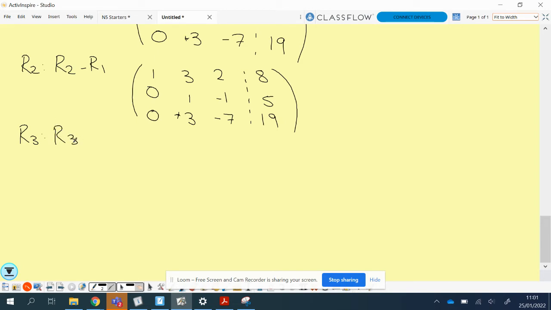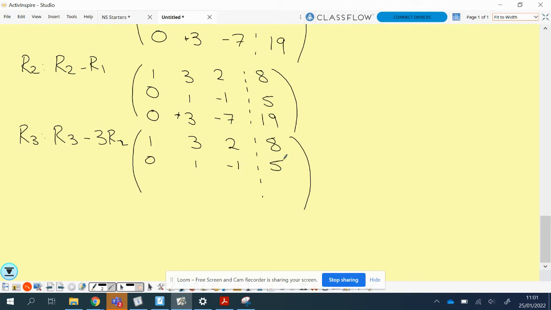I still want to make that a 0, so in order to do that, I'm going to have to take away 3 lots of row 2. Thank you, row 2. Okay. So row 1, sorry, doesn't change. Row 2 is not changing, but row 3 is, okay?